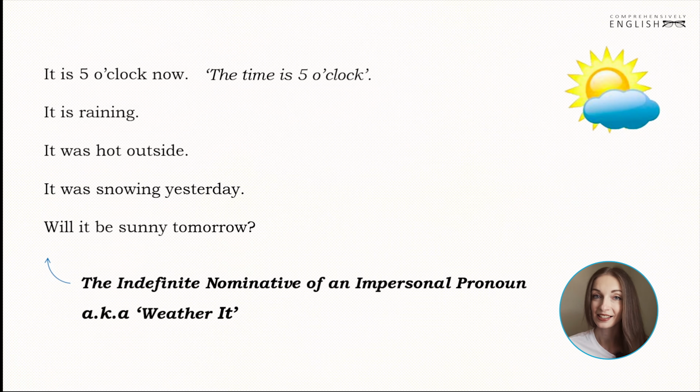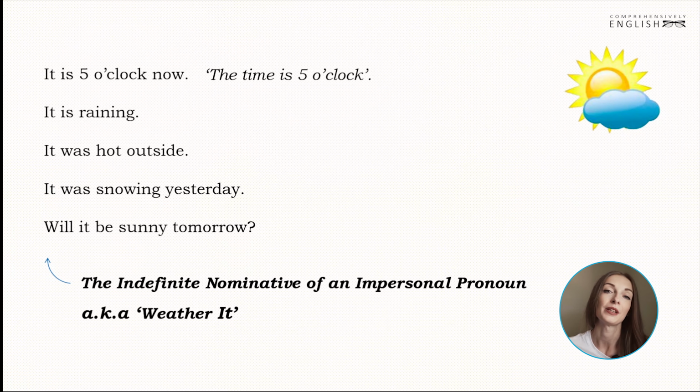As you see from the examples on the screen, it is often used to speak about weather, and that's why sometimes it's called weather it. Let's take a closer look at these examples though. It is 5 o'clock. The empty subject it actually replaces here the word time. What we mean is that the time is 5 o'clock, but we don't say it like that. We don't say the time is 5 o'clock. We say it is 5 o'clock. We cannot drop the subject altogether. We need to put something there, and we choose the empty it.